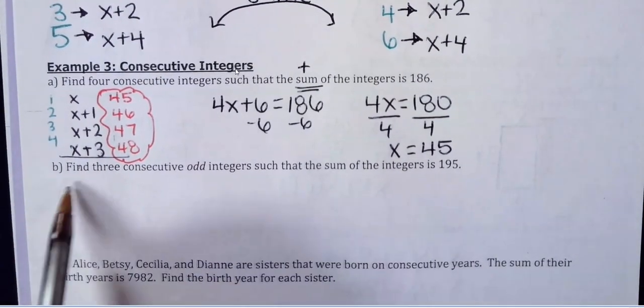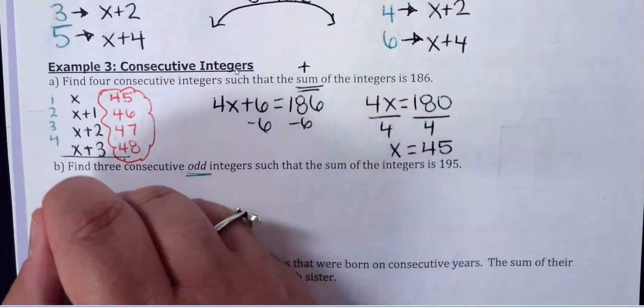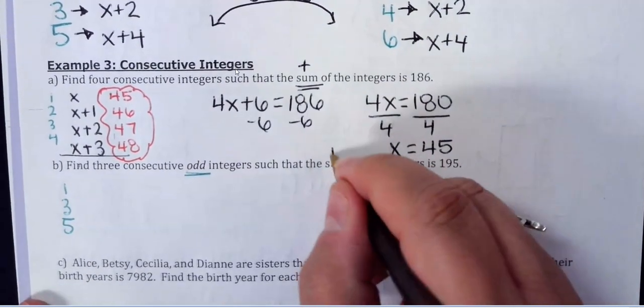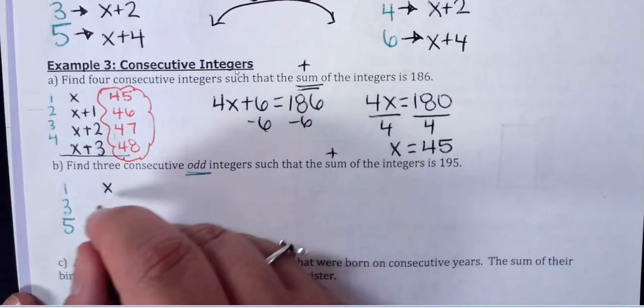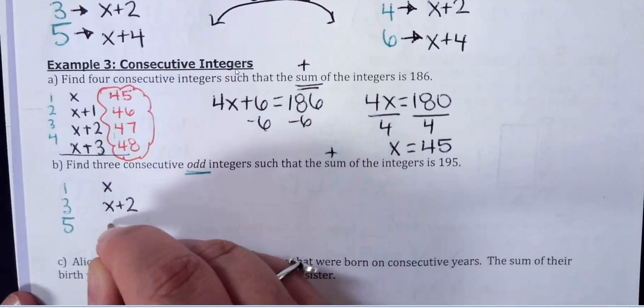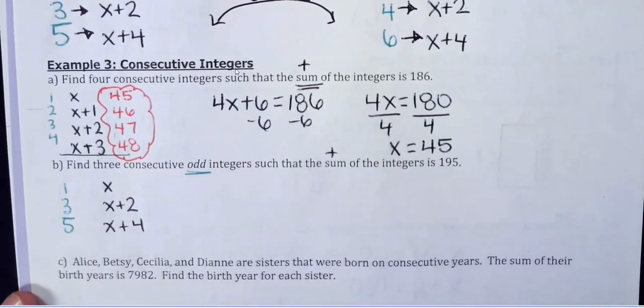Okay, if I do 3 consecutive odd or even, it would be the same setup. This situation is odd, so I'm going to think about my 1, 3, 5. And I'm going to do a sum again, so I'm just going to add these up. So the first integer, we could do x. Since it's odd, we're going to skip 1 in between. So the next expression would be x plus 2. You got 3 here, so then the next one would be x plus 4.